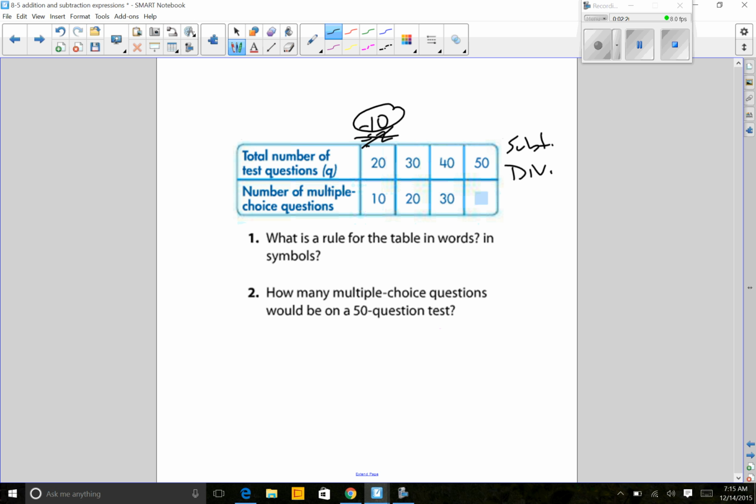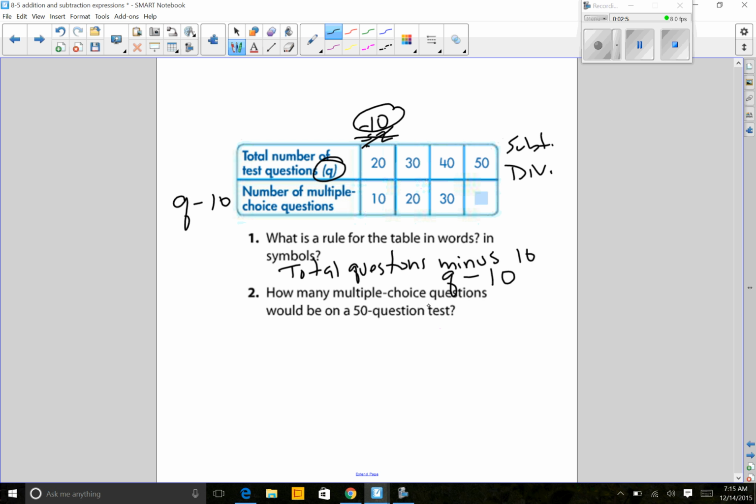The rule would be total questions minus 10. That would be the way I would word this. They've given us a variable already. So in symbols, it would be Q minus 10. We have a little expression. Whatever Q is, if we subtract 10, we're going to get the number of multiple choice questions. So we would say this is Q minus 10.